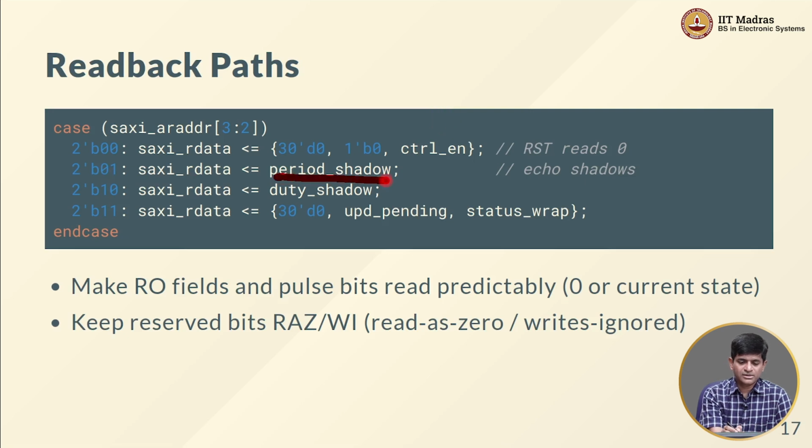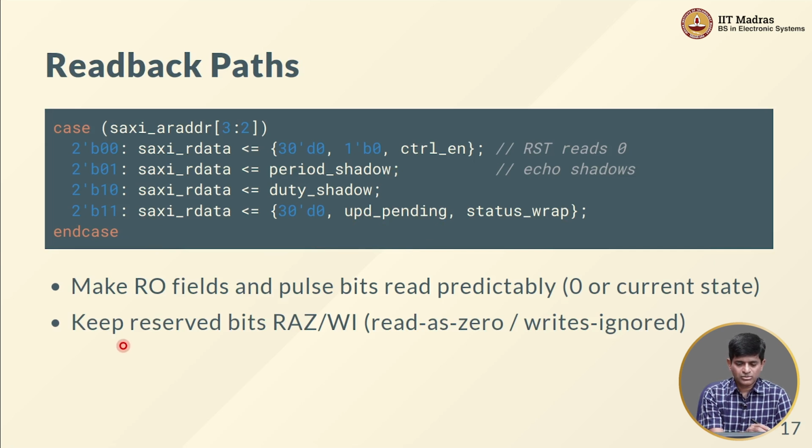Address 1 will give me back the shadow period, and address 2 will give me back the duty cycle. It gives the shadow registers, which at some appropriate point will get updated to be the active registers. You could also choose to return the active values; it depends, that is once again a choice that you have to make. And finally, the update pending as well as the status can also be returned by reading back from these registers.